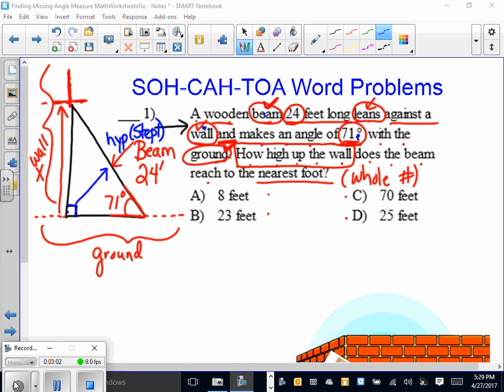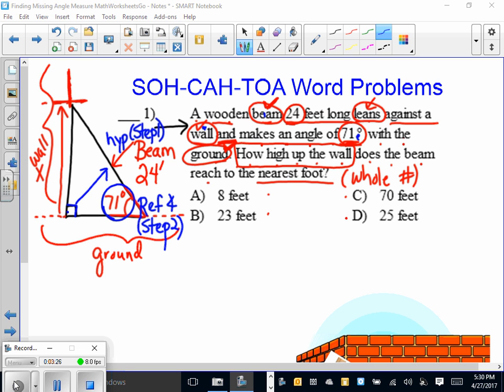Step 2, find the reference angle. Remember that the reference angle is the angle where the two meet. So, the angle that's not the right angle. Sorry about that. The angle that's not the right angle is our reference angle. Okay? That is step 2.